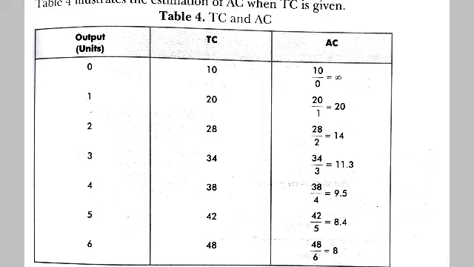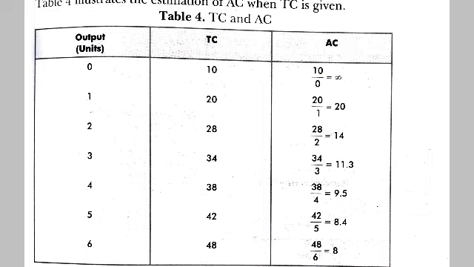10 divided by 0 is equal to infinity. Here we see that our production at this time is 0. When we produce the first unit of the output, total cost is 20. Now this total cost contains the components of total variable cost and total fixed cost.